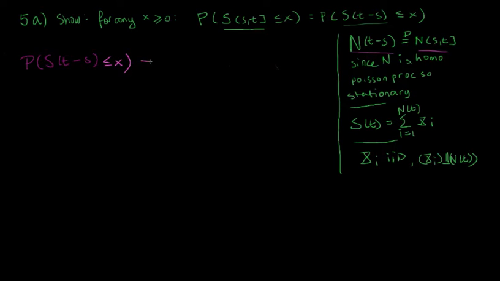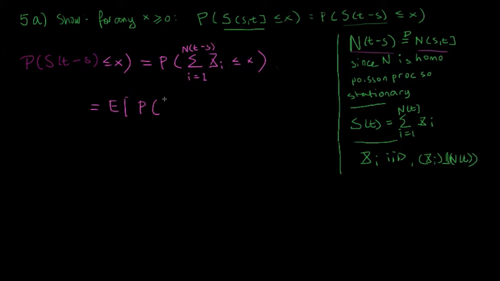Well, let's start by plugging in the definition of the total claim amount here. That is the sum of claim sizes up until the N of t minus s claim. And since this N up here is kind of interfering with the way we can work, let's use the double expectation property to try and condition it out.